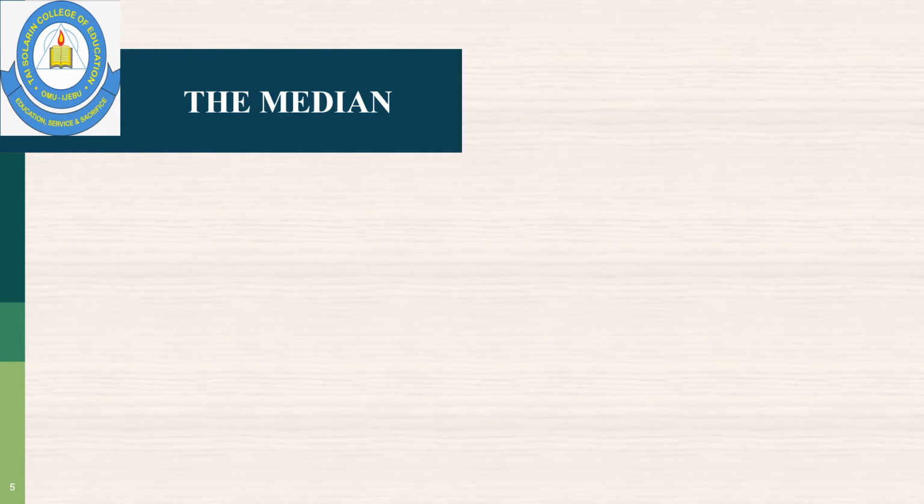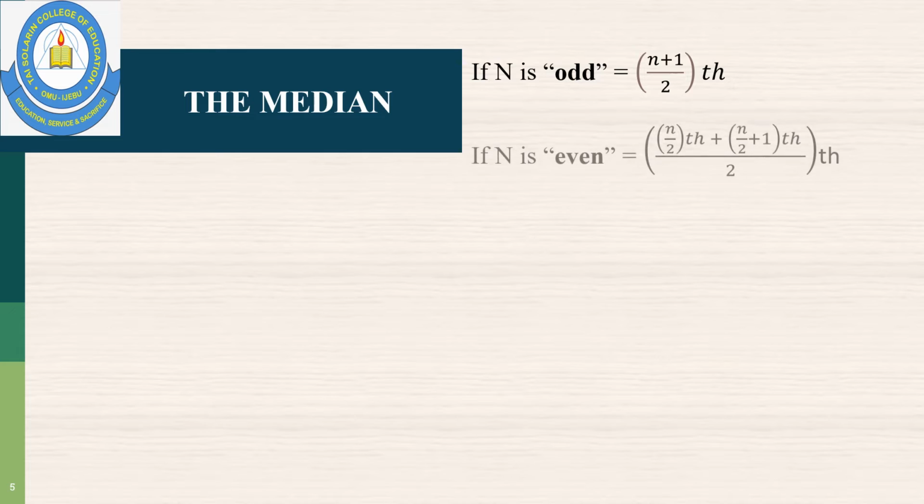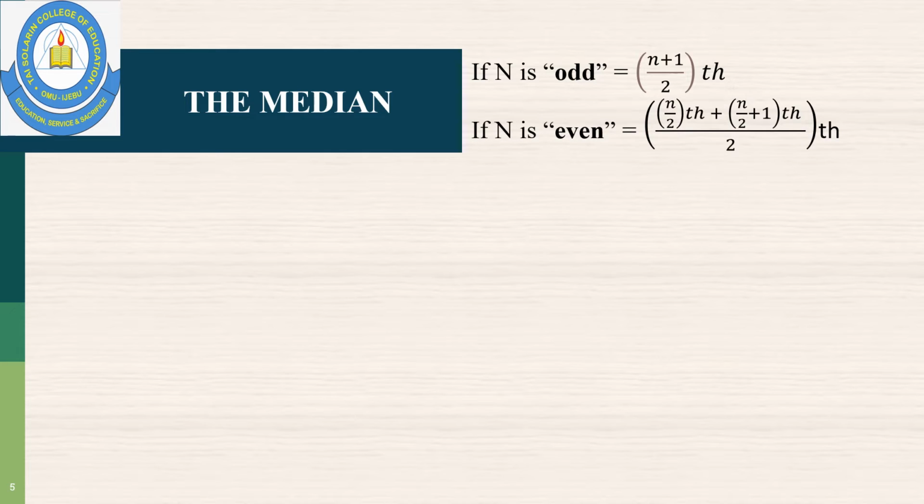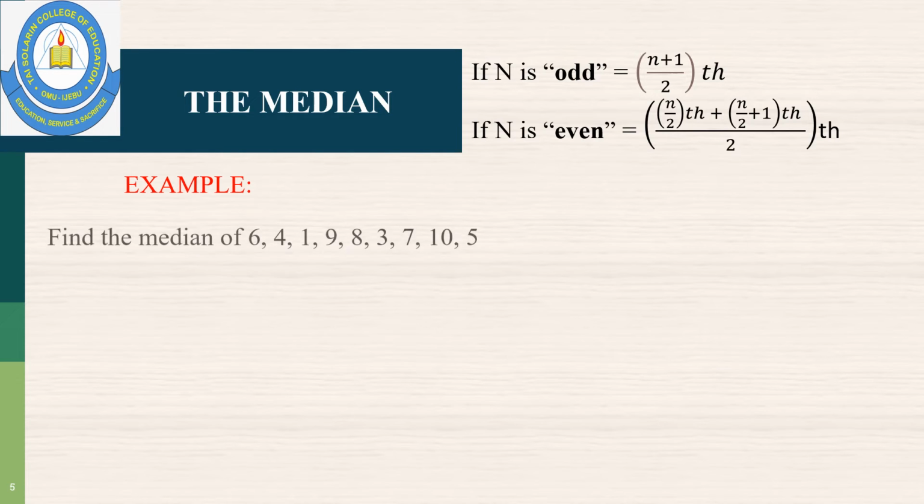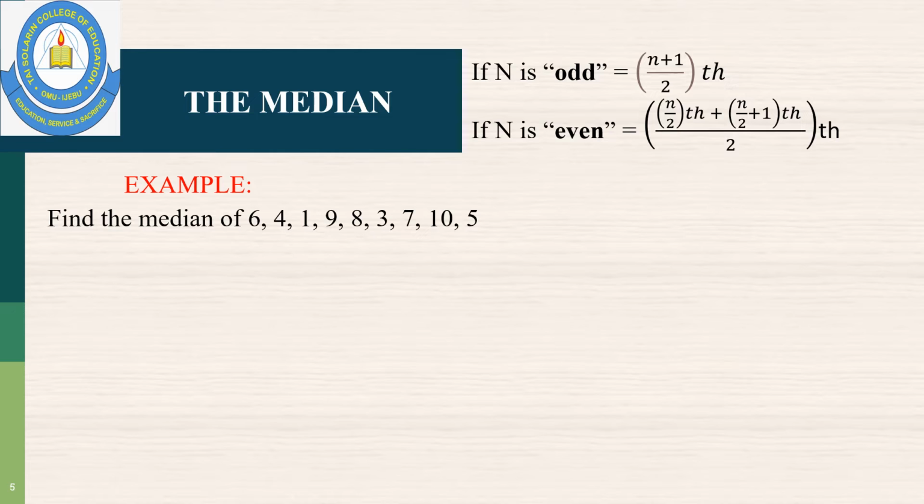The median is the middle number, and we can find it by using the formula. When our n is odd, we use the formula here, and when our n is even, we make use of this formula. So let's take an example here. We have been given the values, and we have to find the median. To get the median, the first thing we do is rearrange the given numbers, either in ascending or descending order. So if we rearrange these values here, you have it in this form.